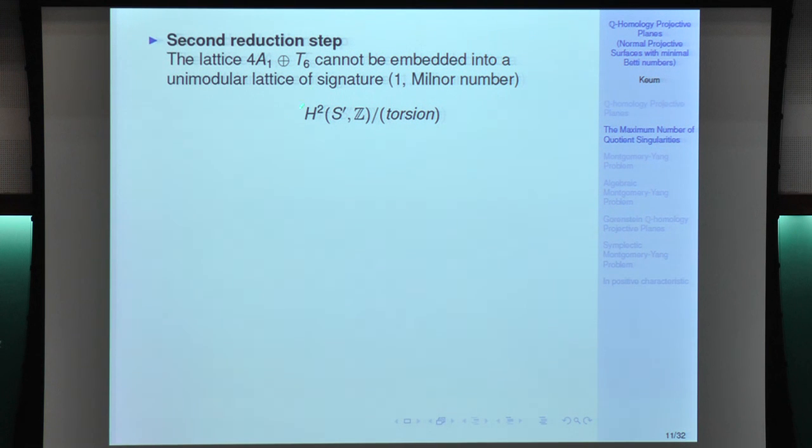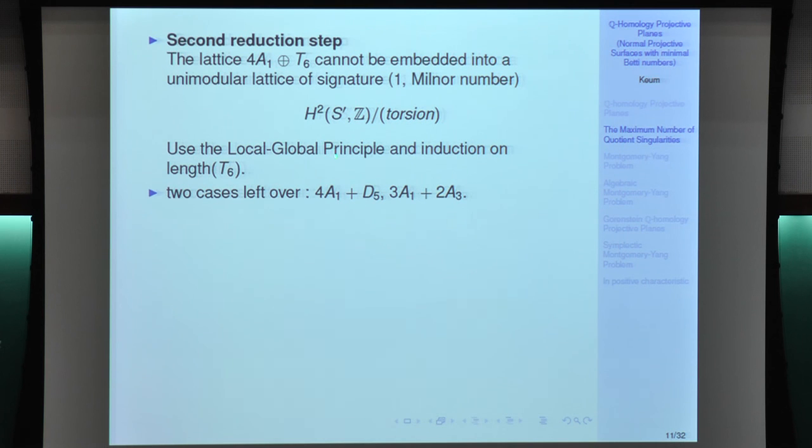One can show this by induction. And also we use the local-global principle and induction on the length of T6. So we can get rid of this infinite series. So we are very happy. And two cases are left over. And then you can also get rid of some other cases. And this is another, so the first case, 2222Q.